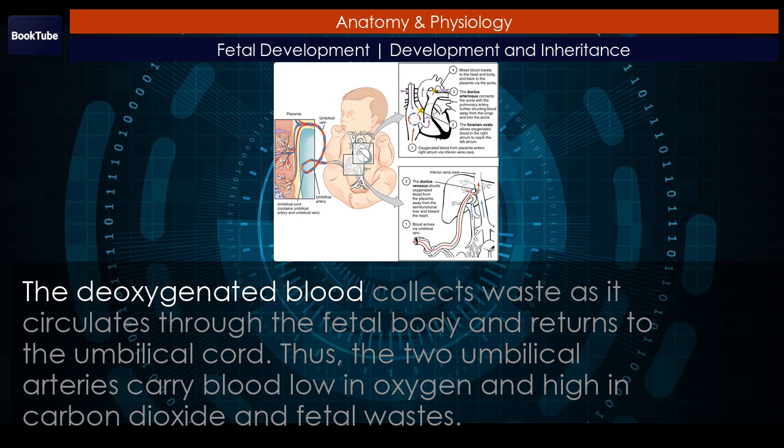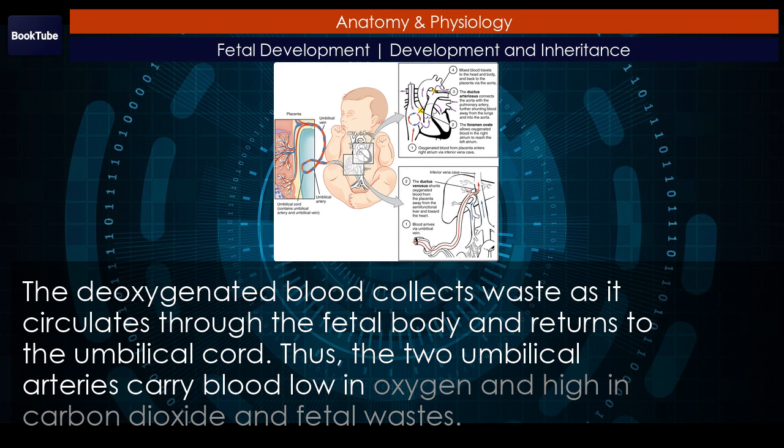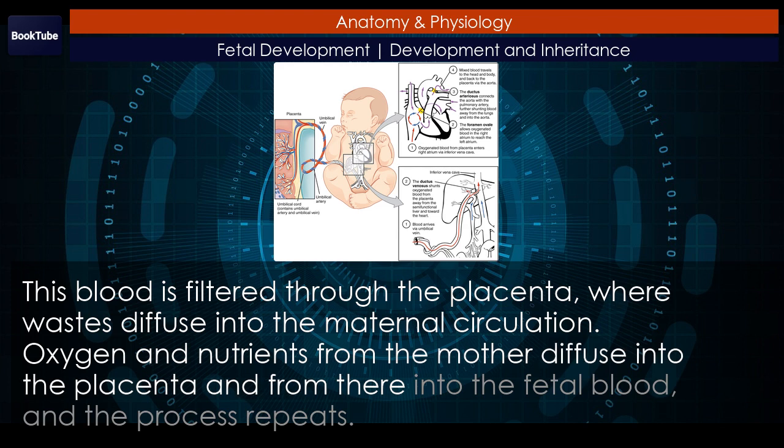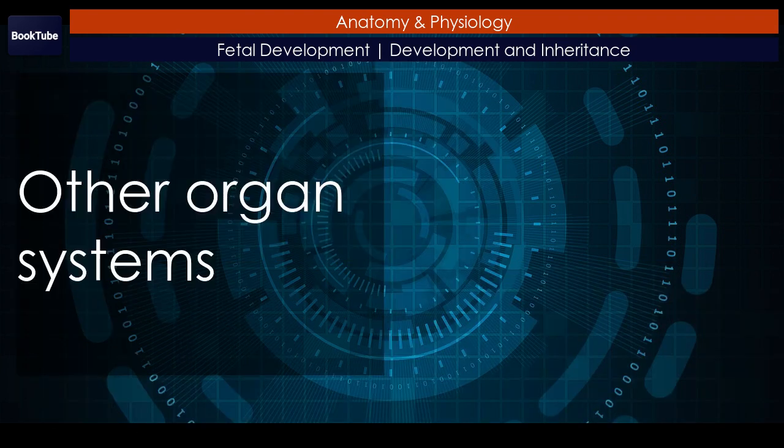The deoxygenated blood collects waste as it circulates through the fetal body and returns to the umbilical cord. Thus, the two umbilical arteries carry blood low in oxygen and high in carbon dioxide and fetal wastes. This blood is filtered through the placenta, where wastes diffuse into the maternal circulation. Oxygen and nutrients from the mother diffuse into the placenta and from there into the fetal blood. And the process repeats.